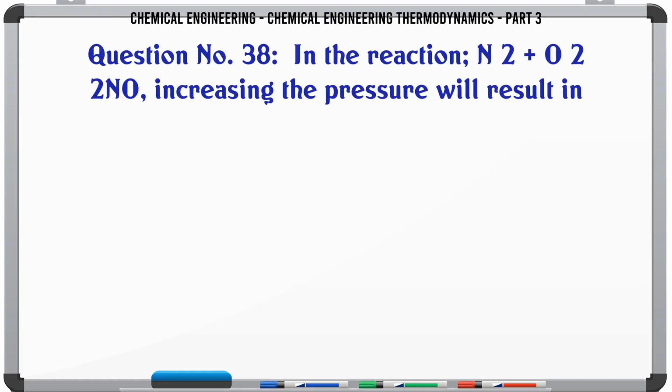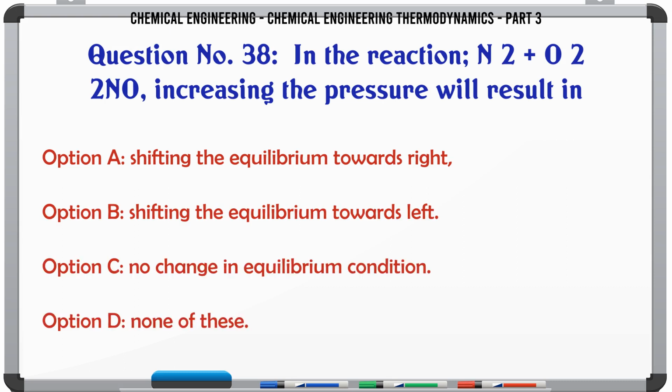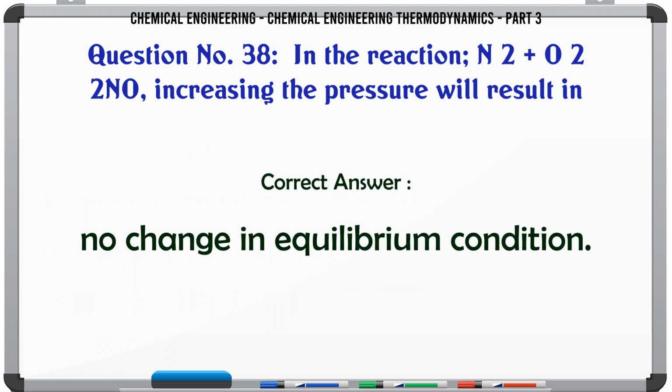In the reaction N2 + O2 → 2NO, increasing the pressure will result in A. Shifting the equilibrium towards right. B. Shifting the equilibrium towards left. C. No change in equilibrium condition. D. None of these. The correct answer is no change in equilibrium condition.